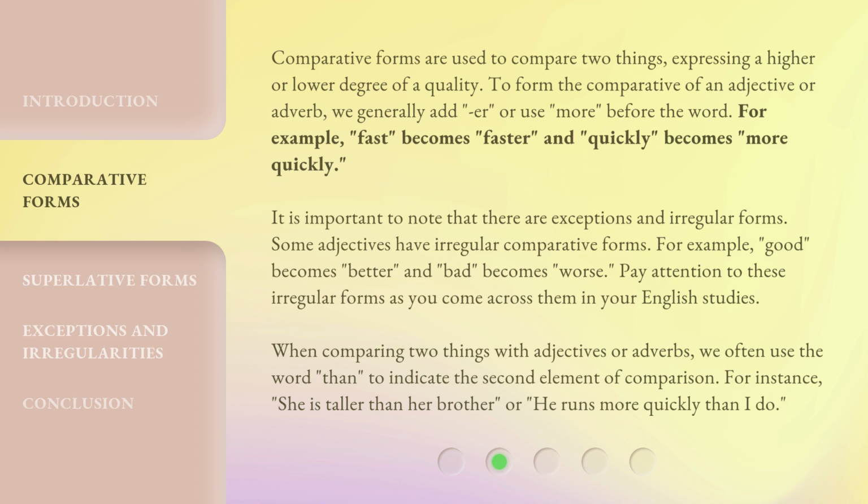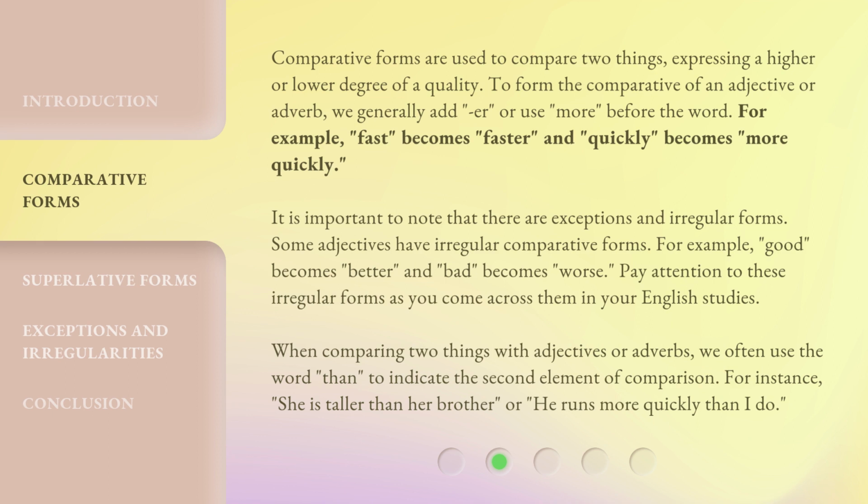It is important to note that there are exceptions and irregular forms. Some adjectives have irregular comparative forms. For example, good becomes better, and bad becomes worse. Pay attention to these irregular forms as you come across them in your English studies.